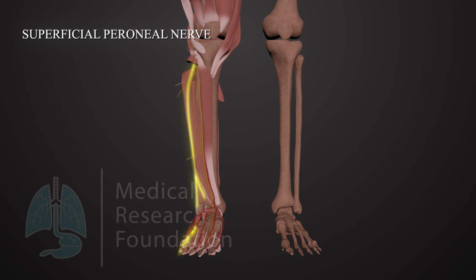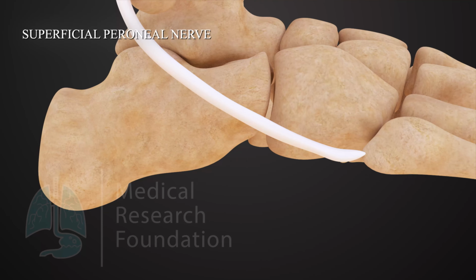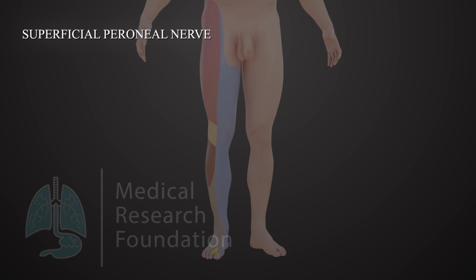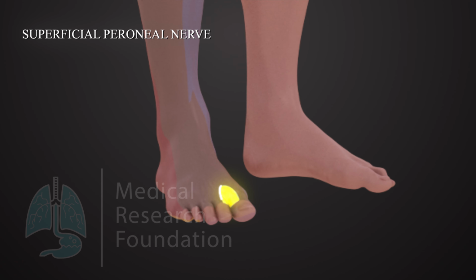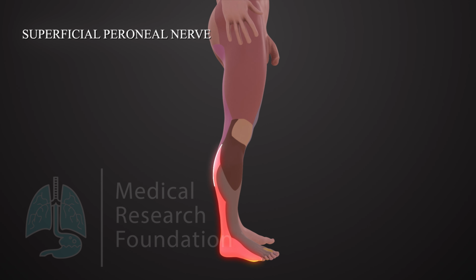Superficial peroneal nerve. The motor branches of the superficial peroneal nerve supply all the muscles of the lateral compartment of the leg. The sensory branches of the superficial peroneal nerve supply most of the skin on the dorsum of foot, except in the cleft between the great and second toes, being supplied by the deep peroneal nerve. The lateral margin of the dorsum of foot, including the lateral margin of little toe, is supplied by the sural nerve.